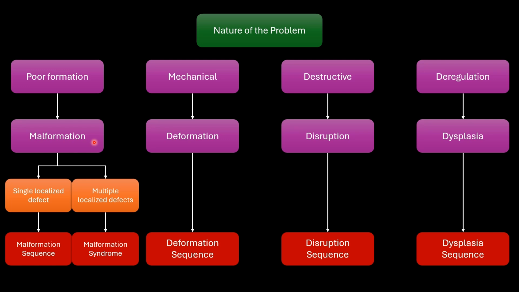But more often than not, a clear distinction between malformation sequence and malformation syndrome cannot be made, mainly because you cannot know whether this is a single localized defect or multiple localized defects. In that case, you can use an umbrella term like malformation association. So this is how you approach classifying a baby with dysmorphic features.